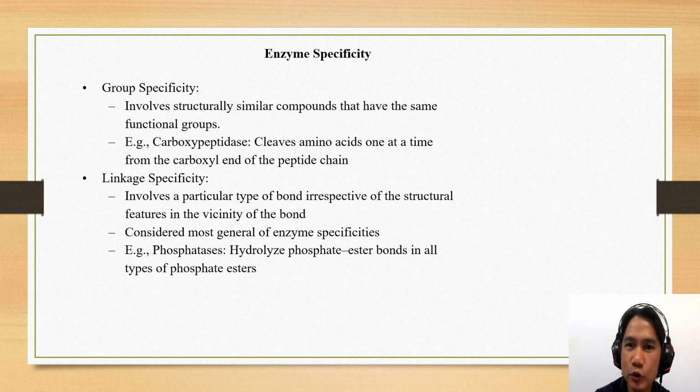Then we have group specificity. This involves structurally similar compounds that have the same functional group. So carboxypeptidase cleaves one amino acid at a time from the carboxyl end of the peptide chain. So this group of enzymes recognizes the carboxyl group. And linkage specificity: they are specific in the sense that they catalyze the reaction based on the type of linkage. For example, phosphatases hydrolyze or cleave the phosphate ester bond. So these are the specificities of the enzymes.